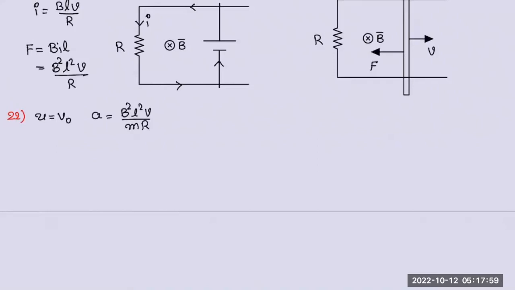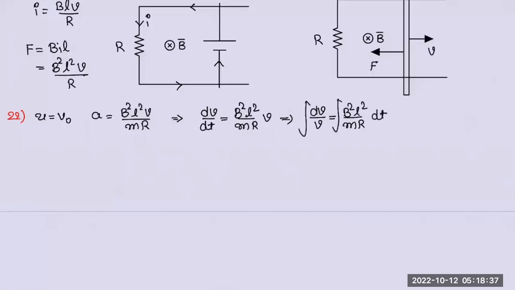Now, once you have acceleration, observe that acceleration depends on velocity. When acceleration depends on velocity, what they want is velocity as a function of time. A is equal to dv by dt is equal to B square L square by mR into v. So I'll take dt on this side and bring v on this side. dv by v is equal to B square L square by mR into dt. Integrate on both sides.